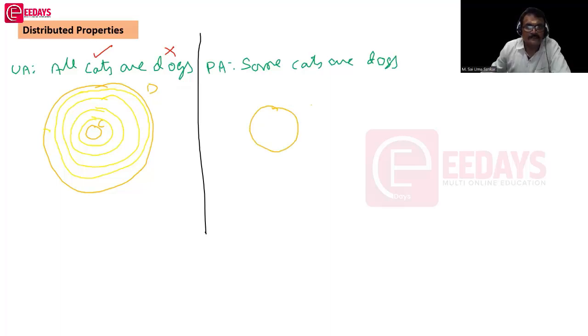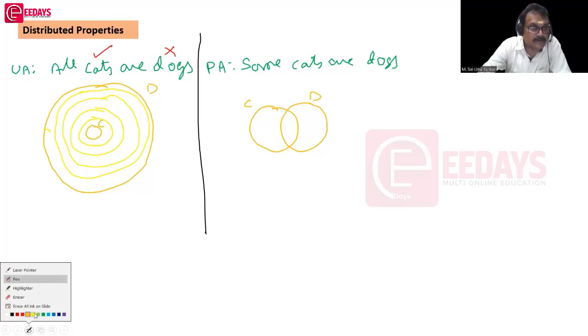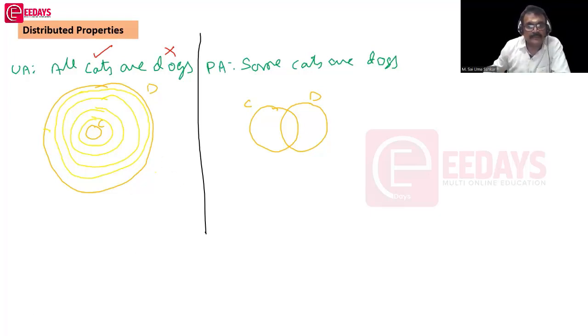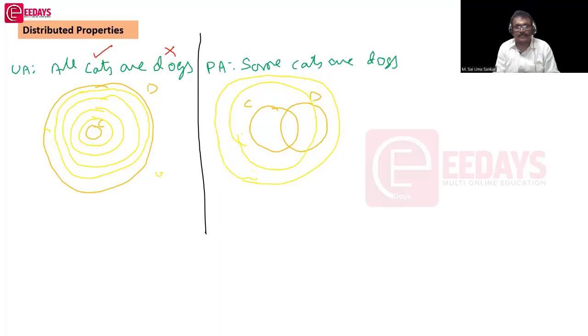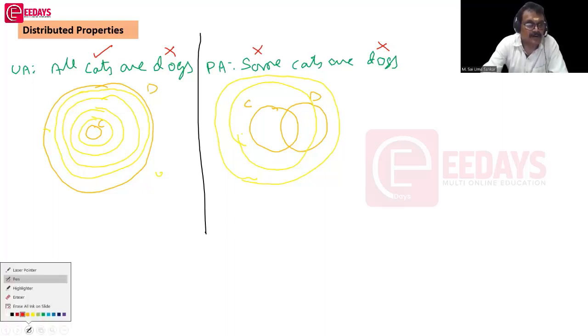Suppose some cats are dogs. Here we can represent it like this. This is the cats and this is the dogs. Now, if I want to expand cat, then what happens? If I expand like this, there is no limitation. That means in some cats are dogs, if you want to expand cats anywhere, there is no limitation. If there is no limitation, that means the term does not satisfy the distributed property. Okay. In the same way, even dogs is also not distributed. That means in the particular affirmative, both subject and predicate are not distributed.